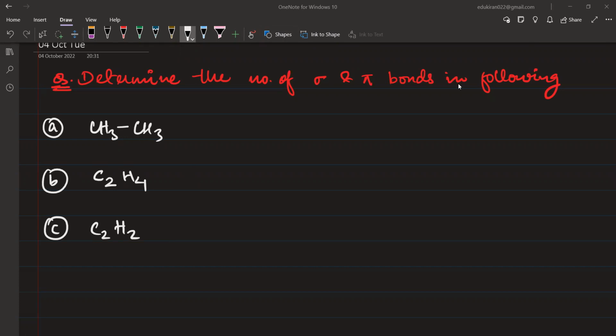Yes, Devangi, that first one is correct. B. Okay, we'll see for B. Yeah, I think C is correct. For B, we have to make the structure.